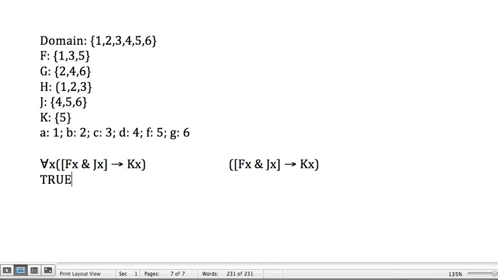Another way to think of it, however, would just have been to ask this. Is it true that all FJs are Ks? That's the simple way of reading this. It says that all FJs are Ks. Well, there's only one FJ. That's the number 5. And the number 5 is indeed also a K. So this is true.